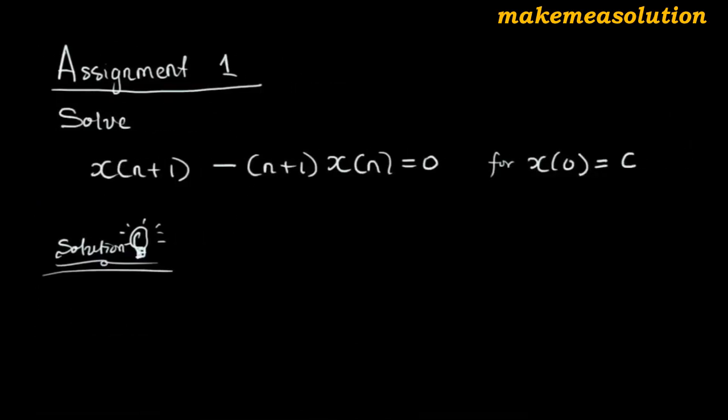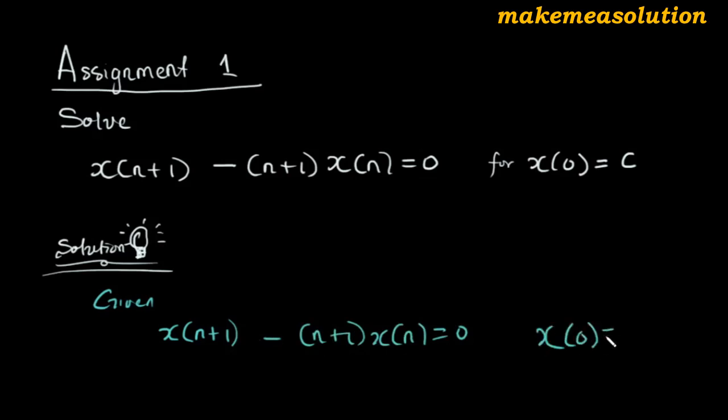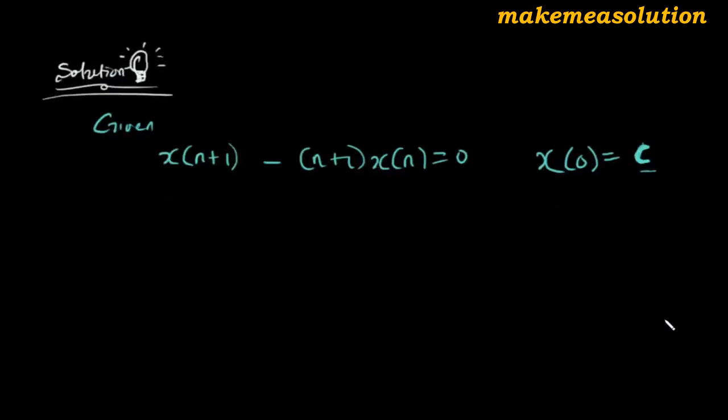In the first problem, we are given x of n plus 1 minus n plus 1 times x of n equal to 0, and my initial condition is x of 0 is equal to c. Okay, this is a c, not 0. So if you have a 0 here, then there is an error because initial conditions are usually non-zero for most of these problems. So it's only our starting point, which was our n naught, that is actually 0. So my n naught is equal to 0.